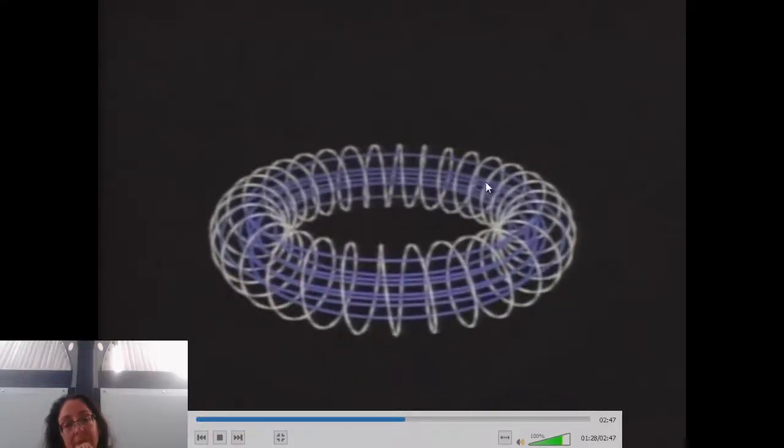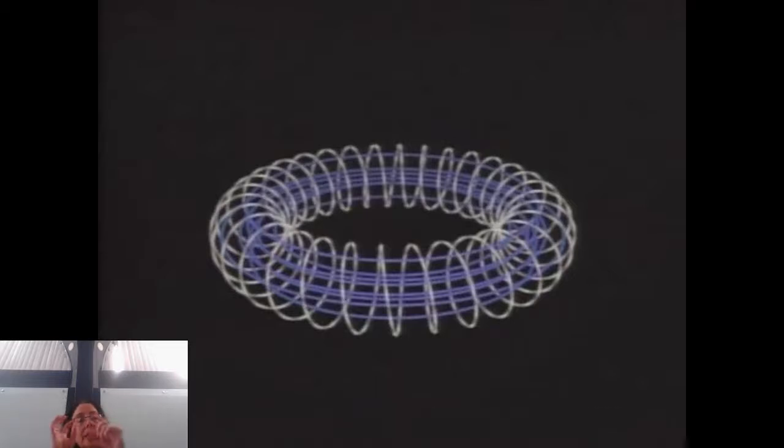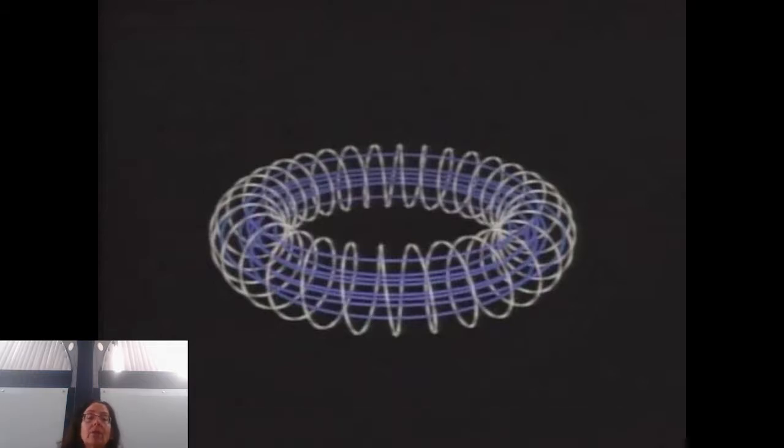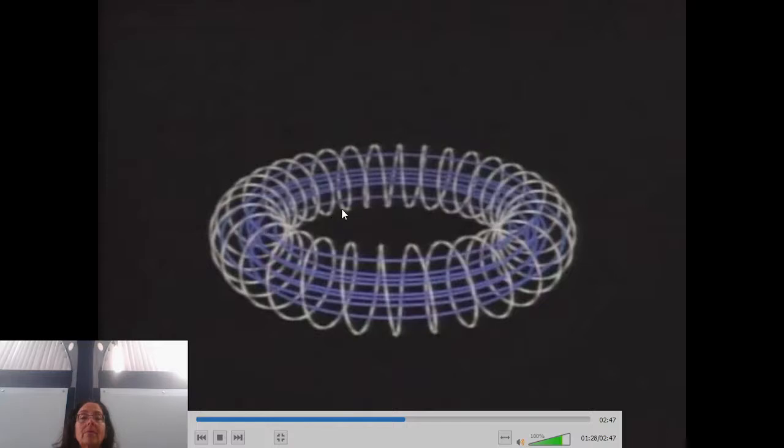So what you have here is a coil shaped like a donut, and it's called a toroid. So if you are in computer stuff, you look at your motherboard, for example, you have a lot of those little things here because it's used to remove the magnetic noise.